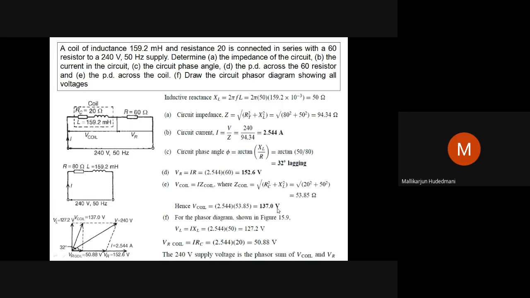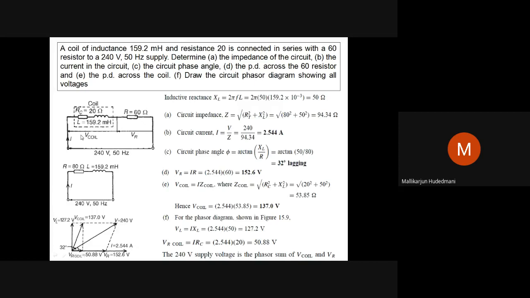So I got the voltage across the coil and the voltage across the pure resistor. Now, what is the voltage across the inductance part only? This total coil, I split in my mind as R and L. What is the voltage across the inductor? That is VL. VL is I into XL. So I is 2.544, XL is 50. If I work it out, it becomes 127.2 volt. So I am splitting this.